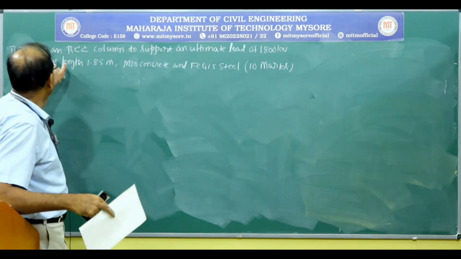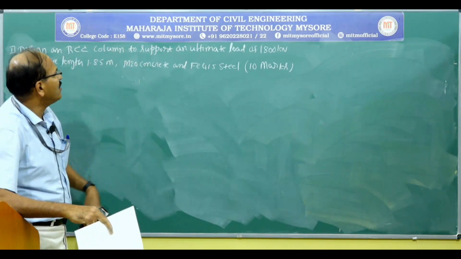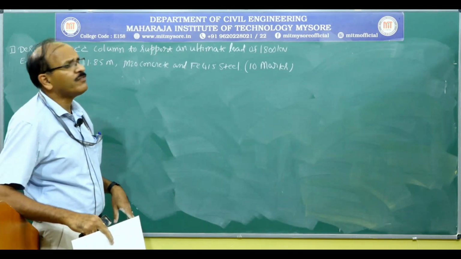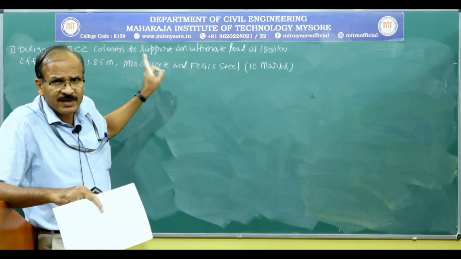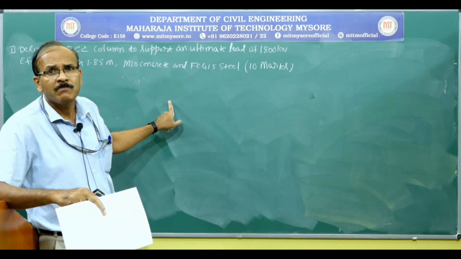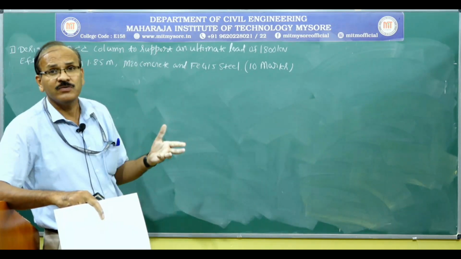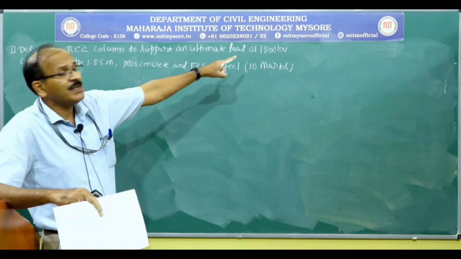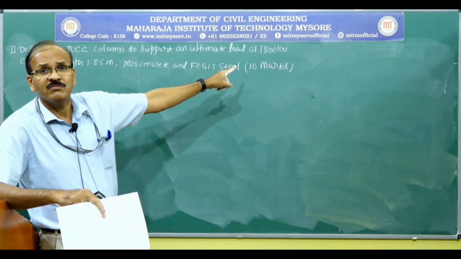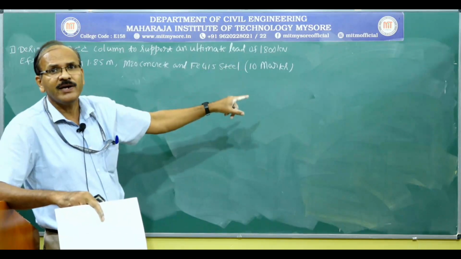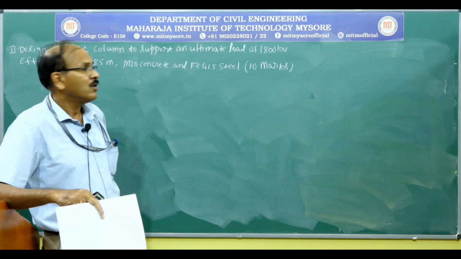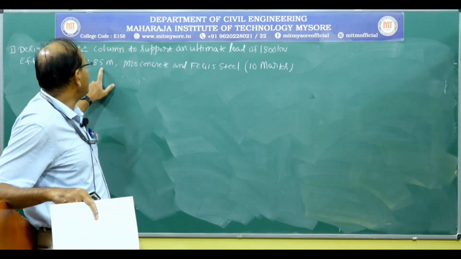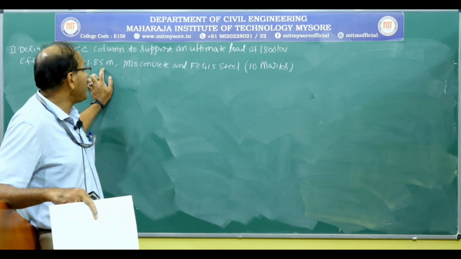So let us go through the problem. Design an RCC column to support an ultimate load of 1800 kilonewton. So ultimate load is nothing but the design load, or factored load. So you don't have to multiply this value by 1.5. That is already multiplied. So you take this load as PU. Next, effective length is 1.85 meter.